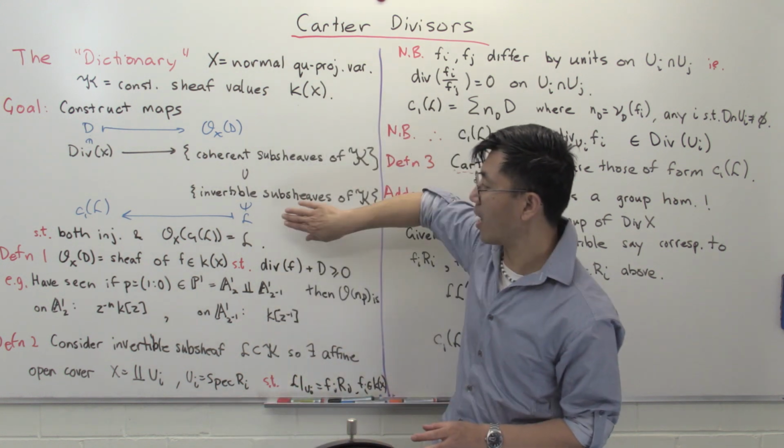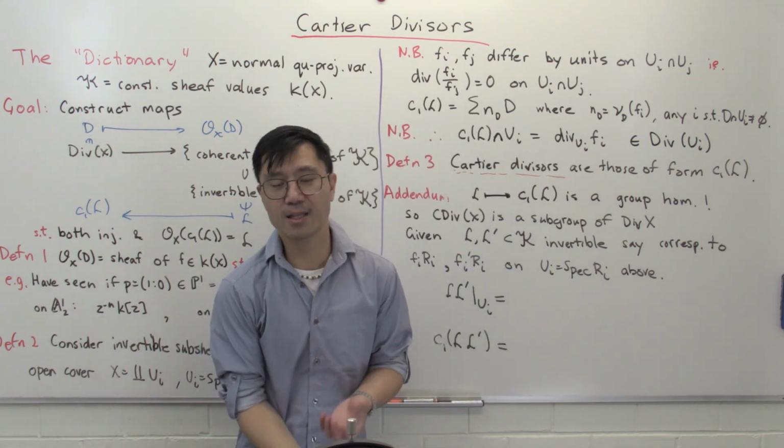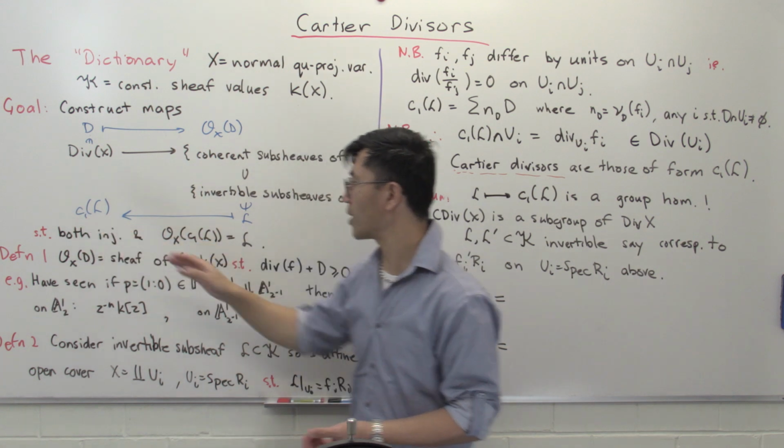So with such data for such an L, we want to construct a divisor. So what's that going to be? Basically, this is essentially the thing we've been looking at.